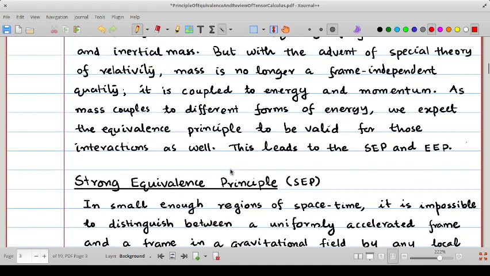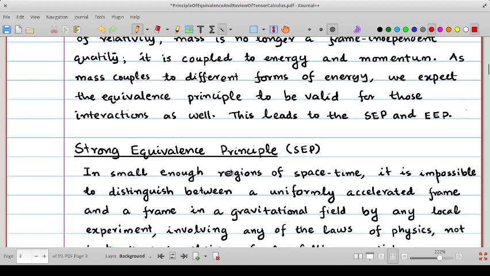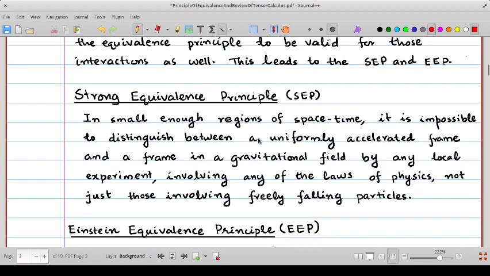So then this idea leads to the strong equivalence principle and the Einstein equivalence principle, which we abbreviate as SEP and EEP. And the strong equivalence principle is stated in the following way. In small enough regions of space-time, it is impossible to distinguish between a uniformly accelerated frame and a frame in a gravitational field by any local experiments involving any law of physics, not just those involving freely falling particles.